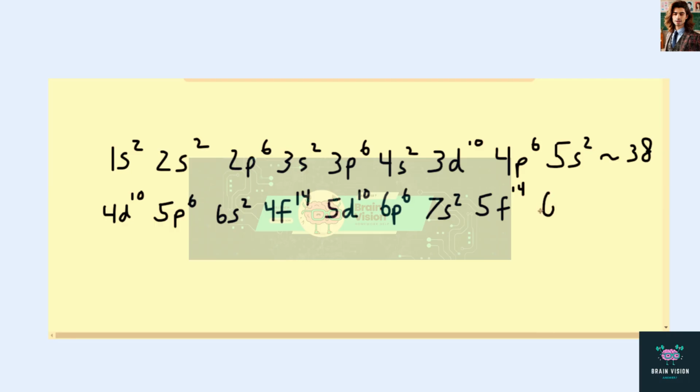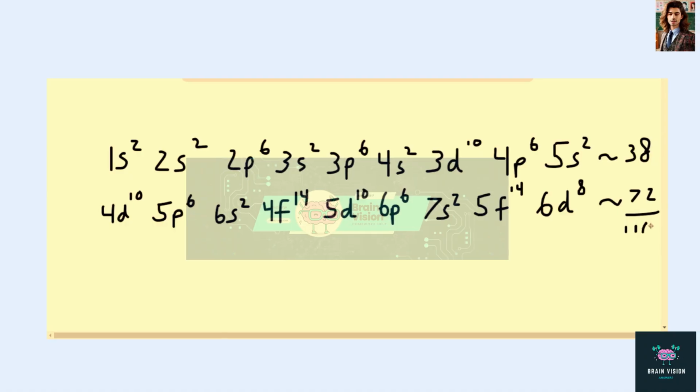So the next one would be 6d, which can hold up to 10, but we only have 8 more to give. So we're going to use all 8. The last one is 6d to the 8. And that gives us 72, where 38 plus 72 gives us a total of 110, which is how many we needed to use. So that's the solution.